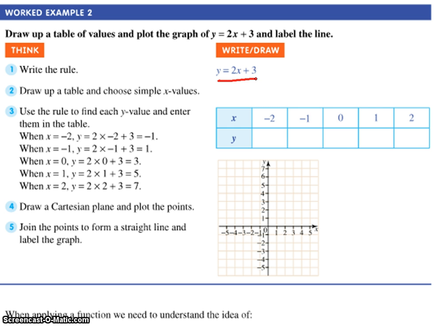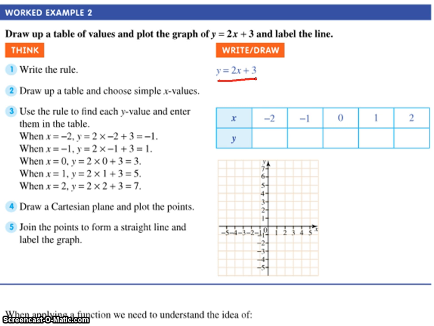Now, x is the independent, y is the dependent. You can see that because you're doing something to x and you'll end up with a y. Okay, so x is the independent and y is the dependent, which is also why x is on the horizontal and y is on the vertical axis.